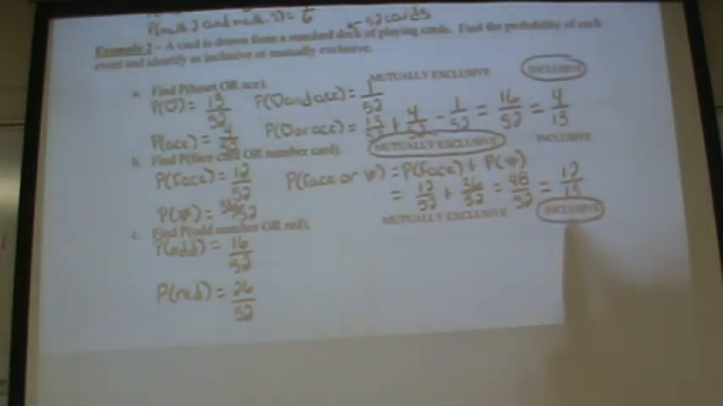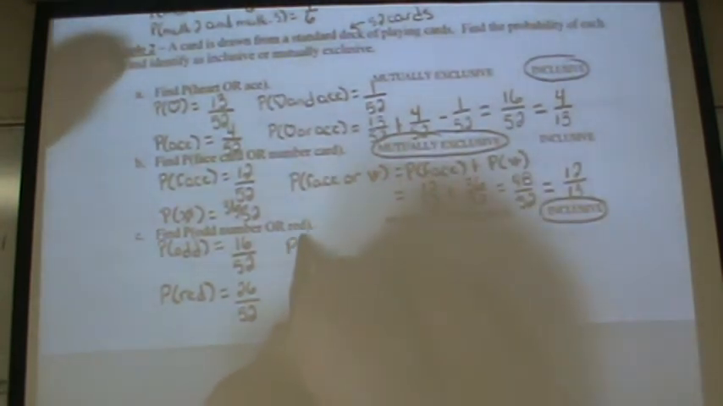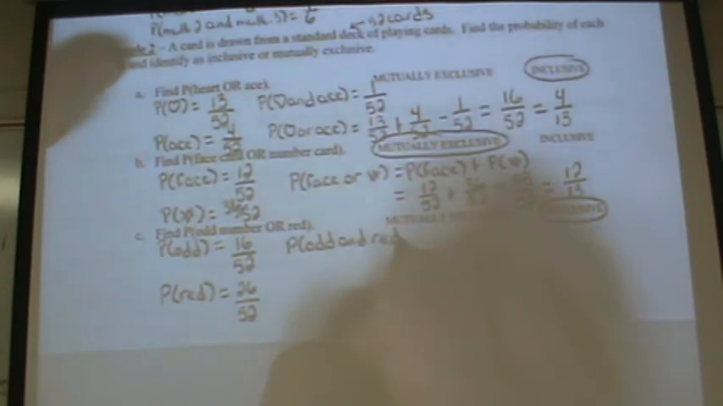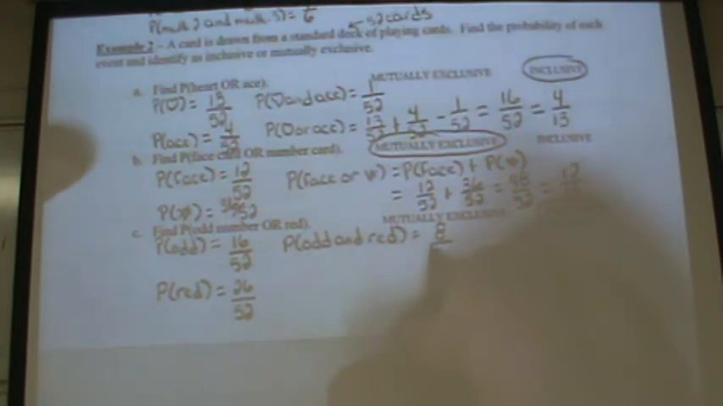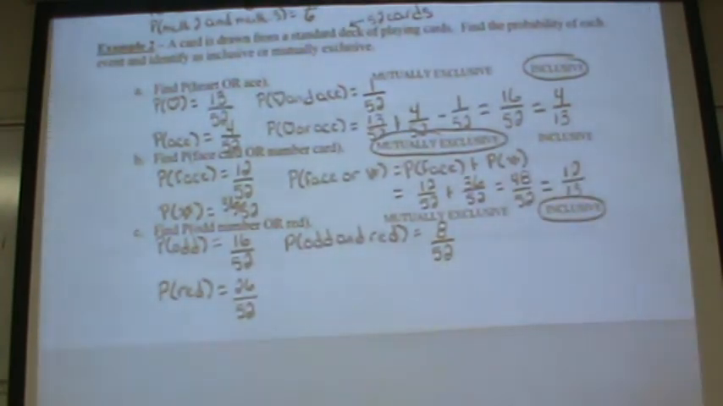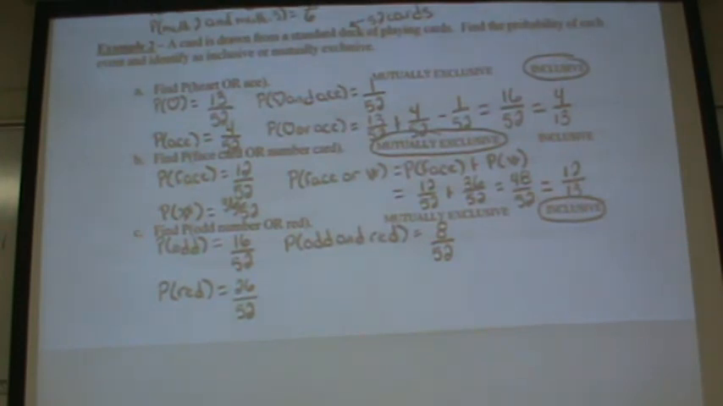Now, we also said that this was inclusive, so we have to find the probability of when it's odd and red. So again, we said our odd cards were 3, 5, 7, and 9. So we had 4 odd cards for each suit. We have 2 red suits. So we have 4 times 2 gives us 8. So there are 8 out of 52 cards that are odd and red.